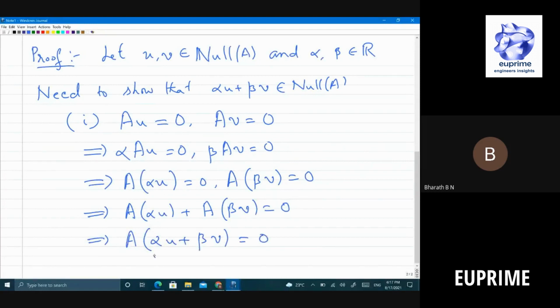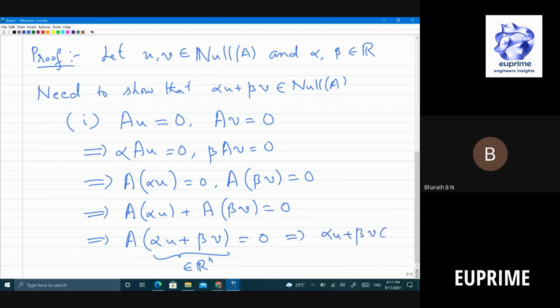That means, well, this is also a vector. Do you agree? This definitely belongs to Rn, it's an n length vector. Now I'm saying it is that vector which gets mapped to 0. So what does that mean?